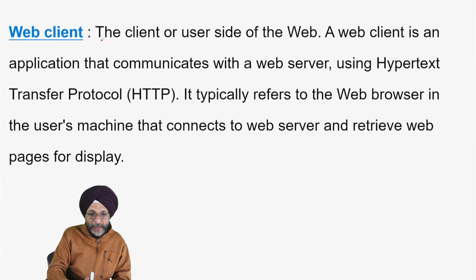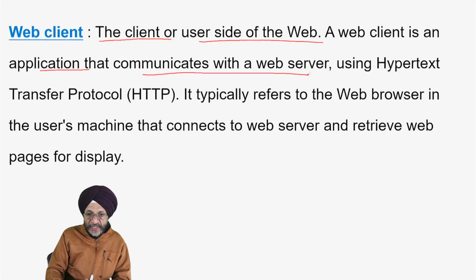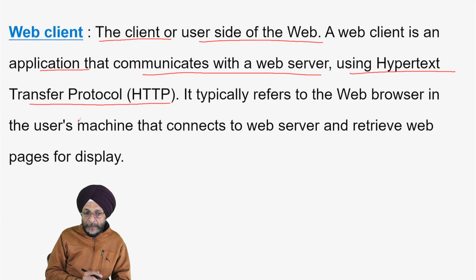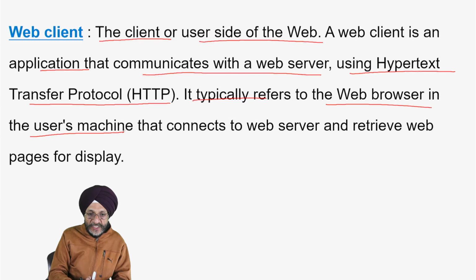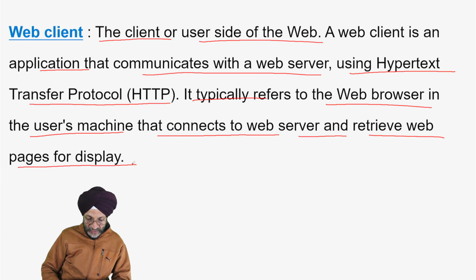Now the meaning of web client. The client or user side of the web is called the web client. It is an application that communicates with a web server using HTTP. HTTP means Hypertext Transfer Protocol. It typically refers to the web browser on the user's machine that connects to the web server and retrieves web pages for display.